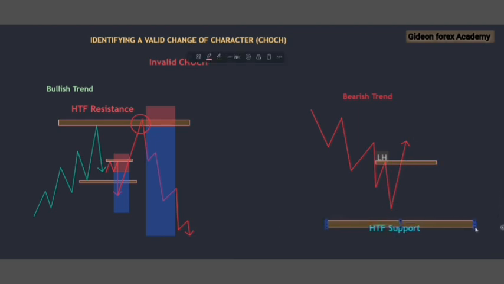Let's say this is our support area at higher time frames. But the price, this lower low right here, has not touched the higher time frame support. Let's say this is a 4-hour or daily higher time frame support. So if it has not touched here and is just hanging, we are going to consider this change of character invalid, and we are not going to trade this price action change of character. We are not going to trade it.